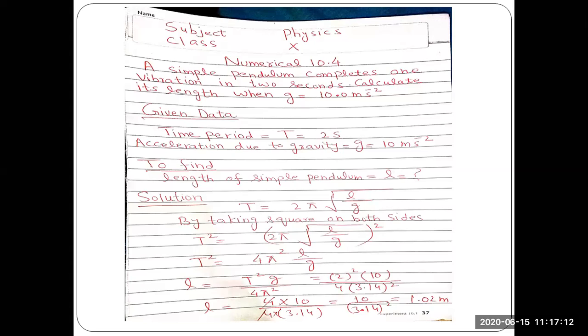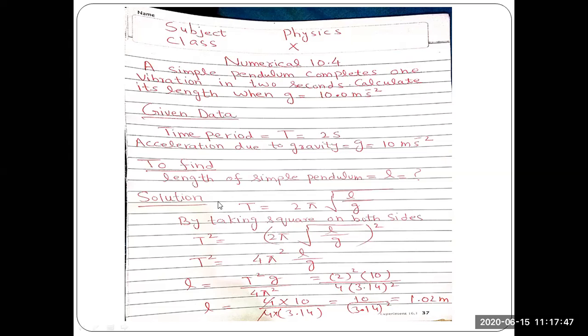Now, according to the statement, I am going to write the given data. Time period is denoted with a capital T, which is given as 2 seconds. The value of acceleration due to gravity on the surface of Earth is 10 meter per second square, which is understood, so it is also given to me. Now, in this numerical, I want to find the length of the simple pendulum, which is denoted with a small l.